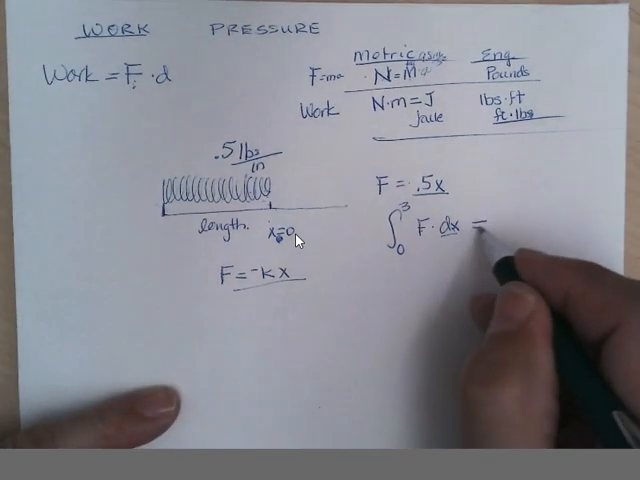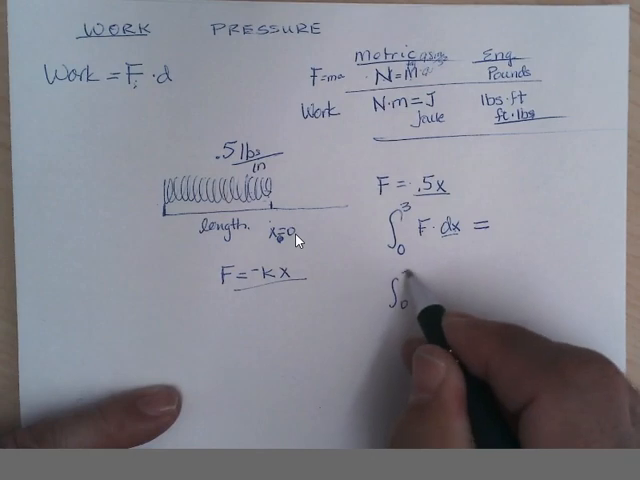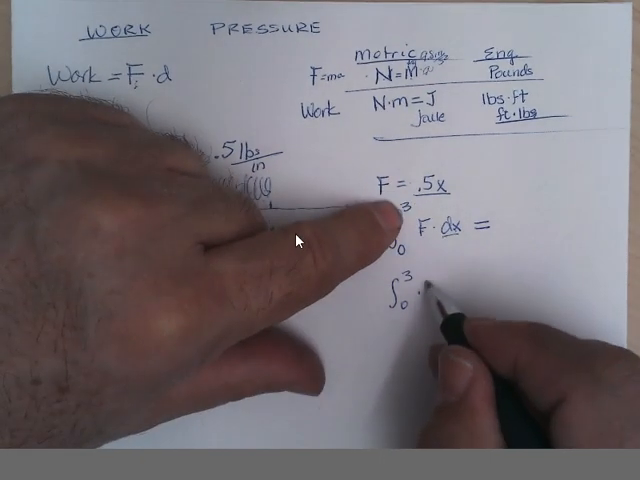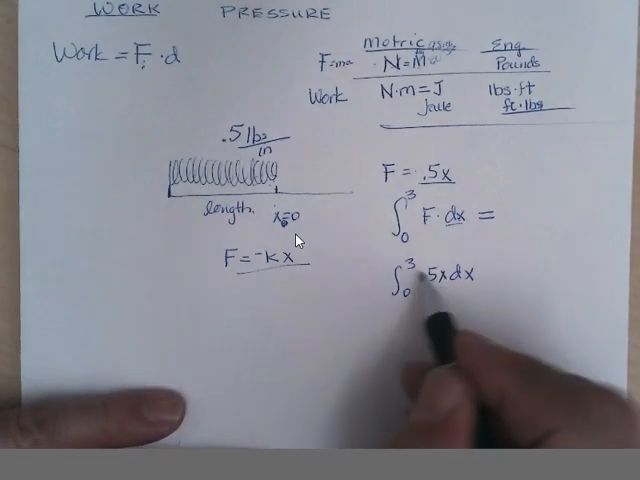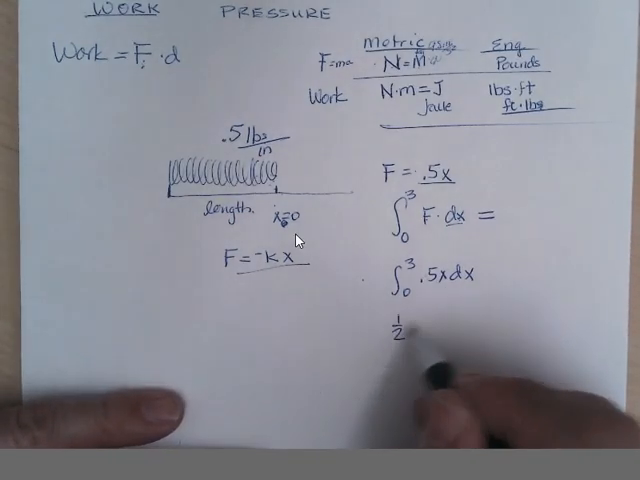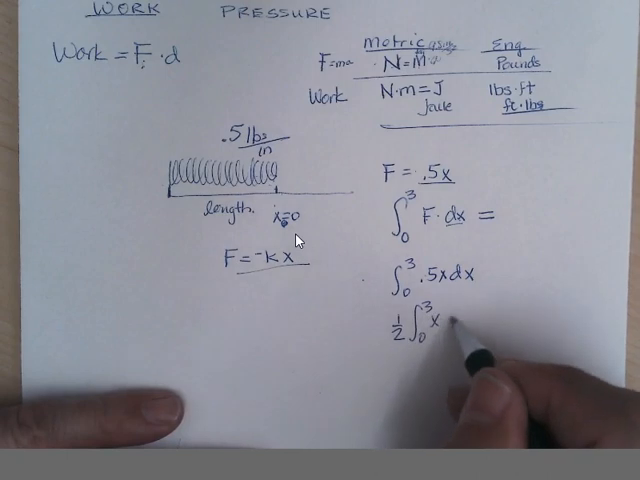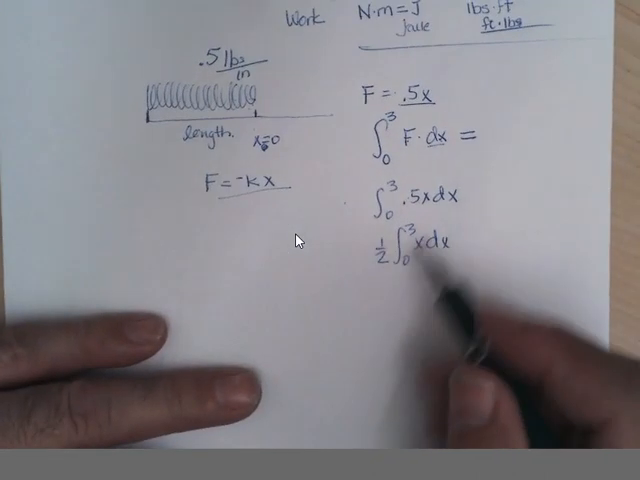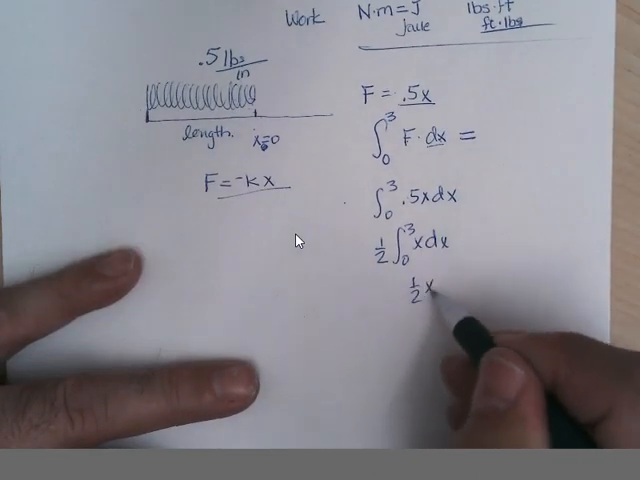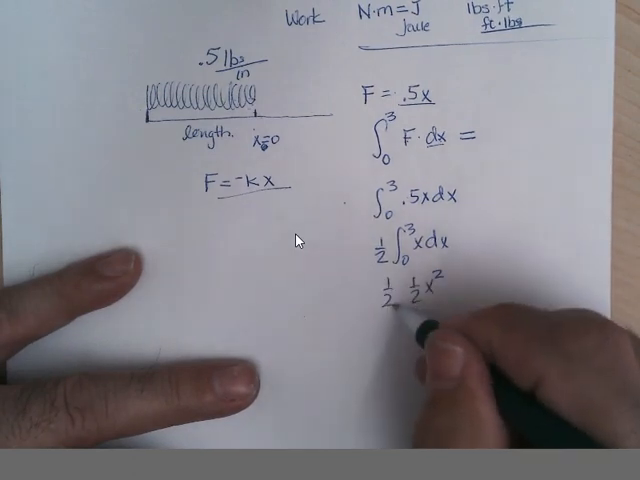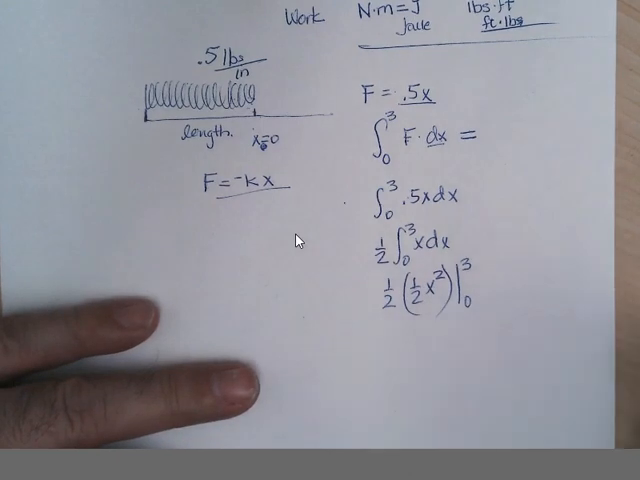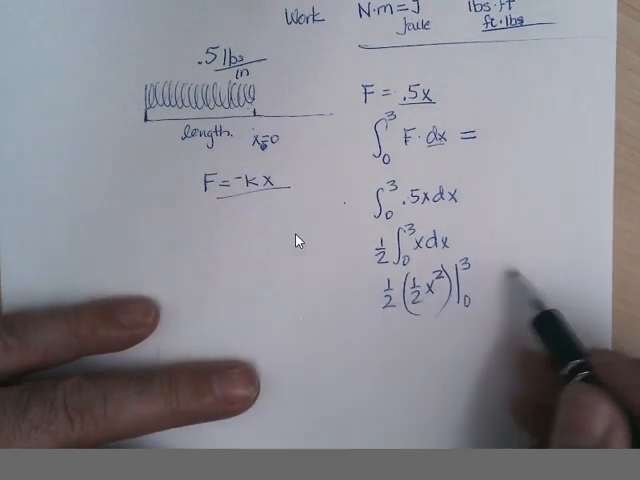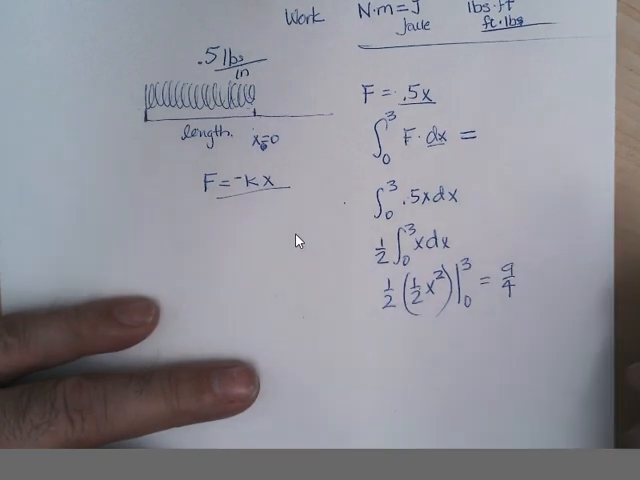So this would be the integral from 0 to 3 of f times dx. 0.5 comes out. The integral of x is 1/2 x squared, and we have a half outside already that we're going to evaluate from 0 to 3. If I put 3 in there, I get 9 times a quarter, so I get 9/4. Put 0 and I get 0, and so I get 9/4.